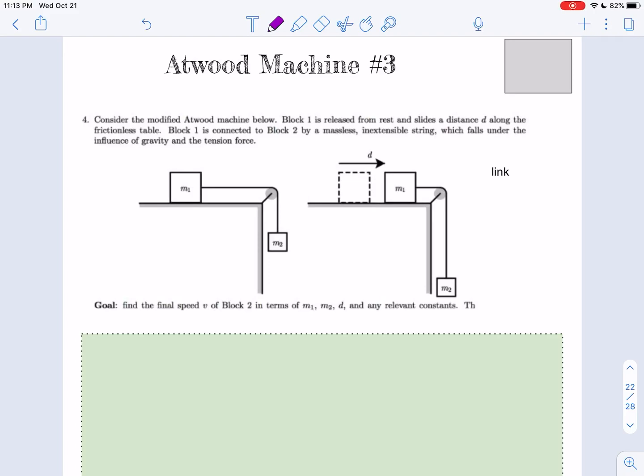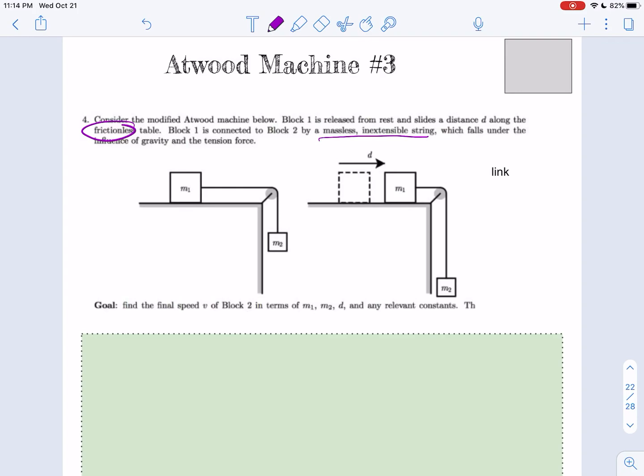All right, here we go. Consider the modified Atwood machine below. Block 1 is released from rest and slides a distance d along the frictionless table. Block 1 is connected to block 2 by a massless, inextensible string. Block 2 falls under the influence of gravity and the tension force.